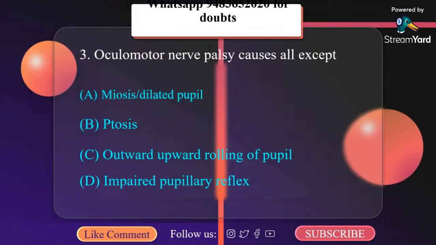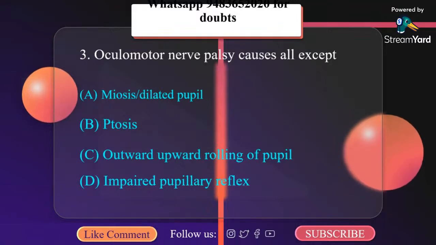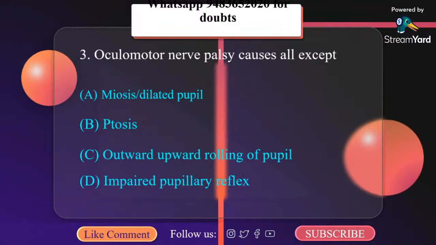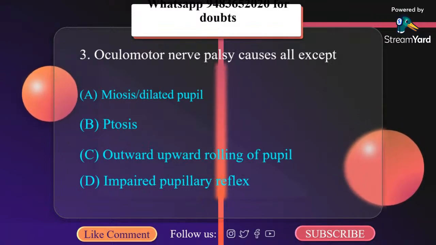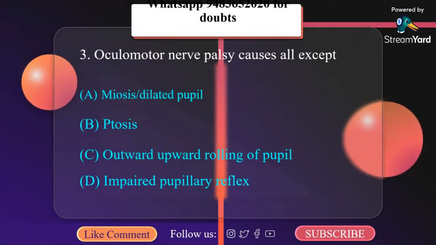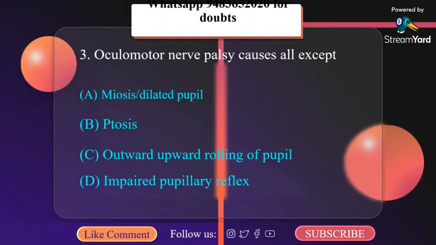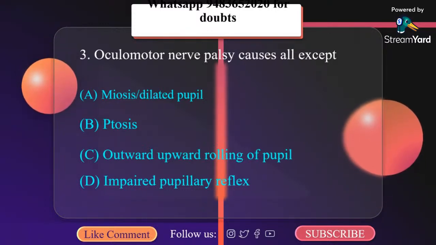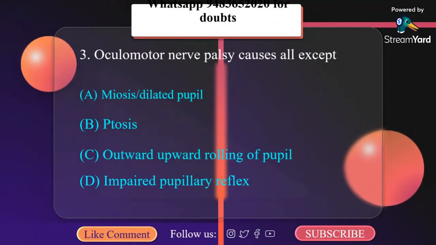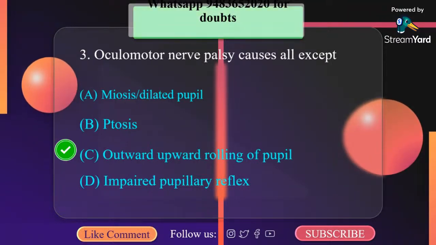The third nerve innervates the medial, inferior and superior rectus, inferior oblique, levator palpebrae superioris and the iris sphincter. Total palsy of the oculomotor nerve causes ptosis, results in a dilated pupil, that is mydriasis, and leaves the eye down and out because of unopposed action. The patient complains of diplopia due to paralysis of extraocular muscles. In the setting of early or partial oculomotor nerve palsy, there is a combination of ptosis, pupil dilatation, and weakness of the eye. So the correct answer here is upward outward rolling of the pupil.